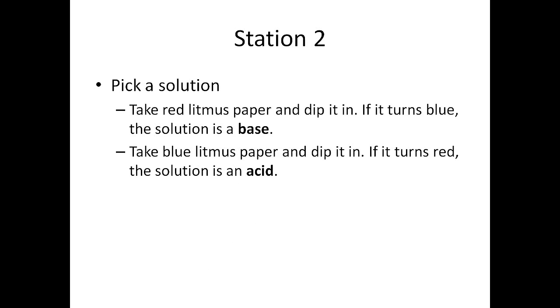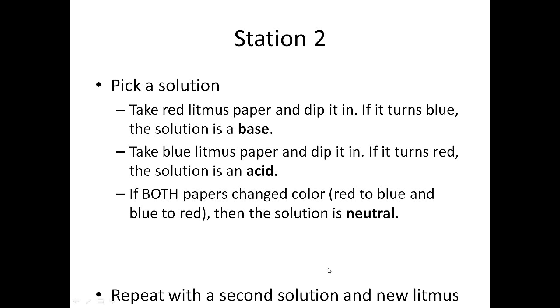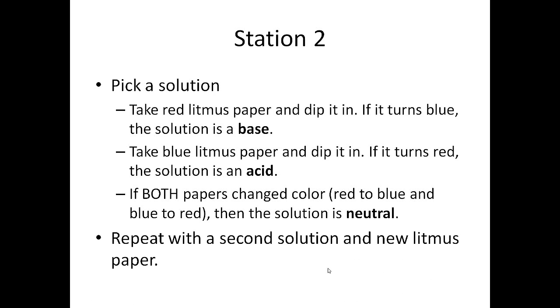If you do this with both papers and neither changes color, then you have a neutral solution. So for each solution you need to test both red and blue paper. Then repeat with a second solution, a new piece of red paper, a new piece of blue litmus paper. Just throw the other pieces in the garbage and then write down on your paper what's going on as directed in your note packet.